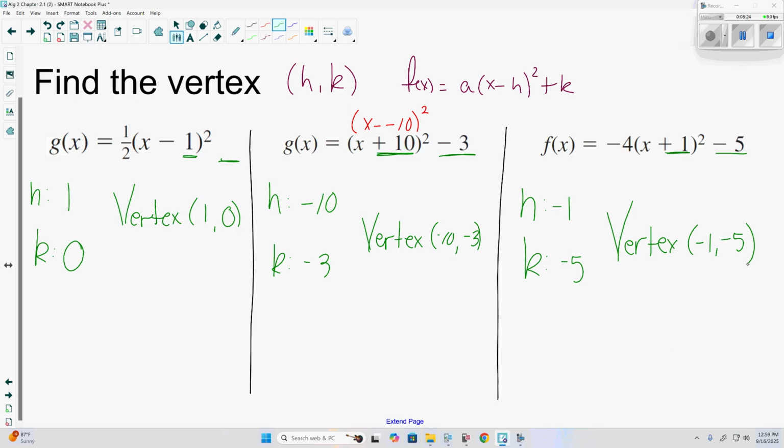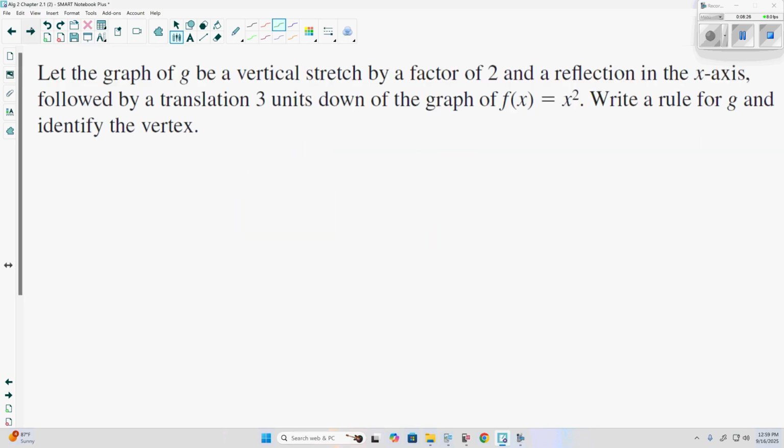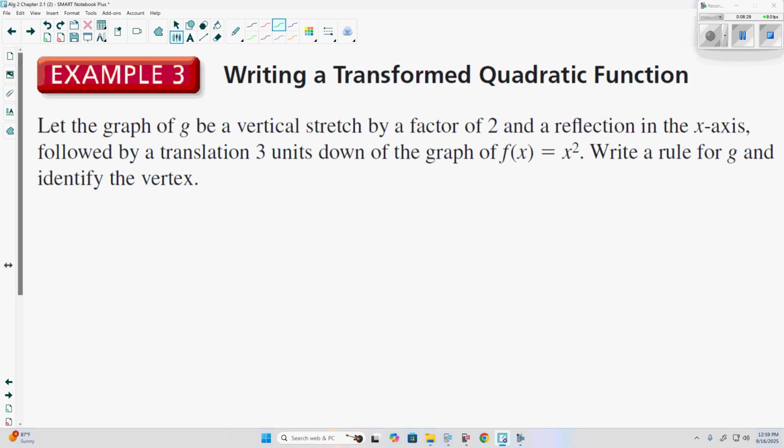Questions on those here? The only other thing we're doing today is applying these transformations. We're going to do 3 of them. And then you'll have the rest of the class time to work on the assignment.